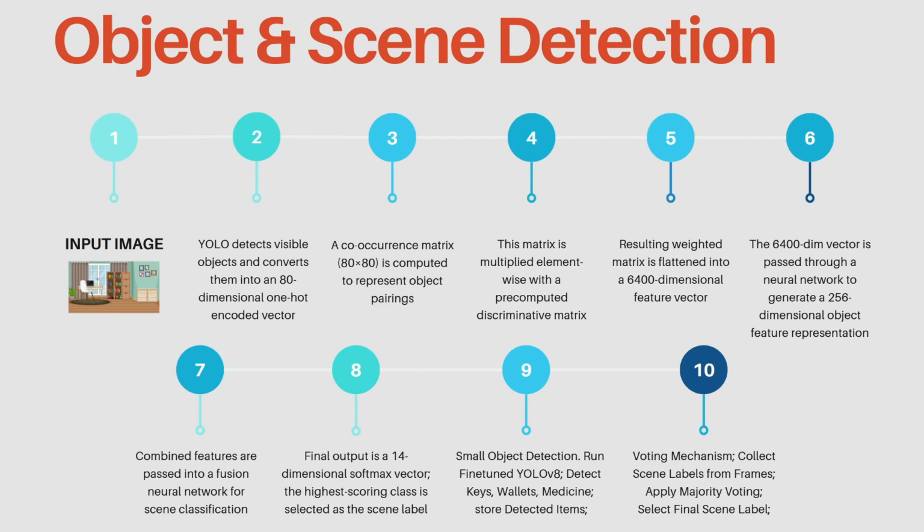This matrix is then element-wise multiplied with pre-computed discriminative vectors, which we build during training, to emphasize object pairs that are more informative for distinction between scene types. These weights were learned from a variance space analysis on the annotated Places365 dataset. The resulting weighted matrix is flattened into a 6400-dimensional feature vector, which is then passed through a neural network that denoises and compresses it into a 256-dimensional object-centric feature representation.